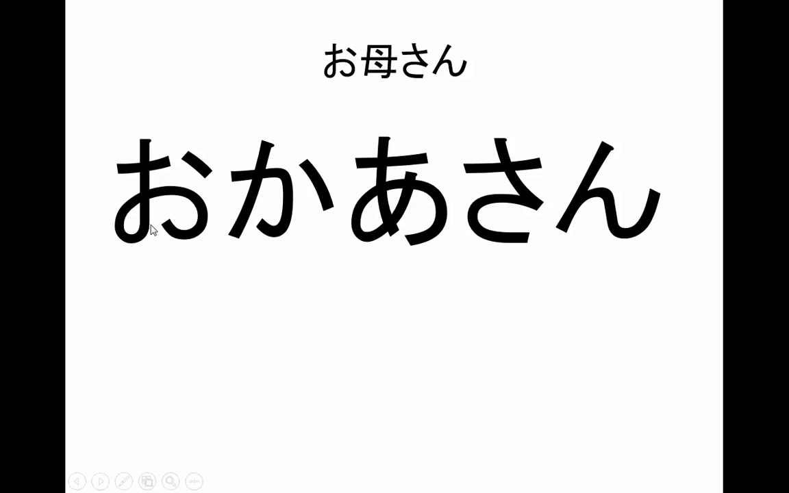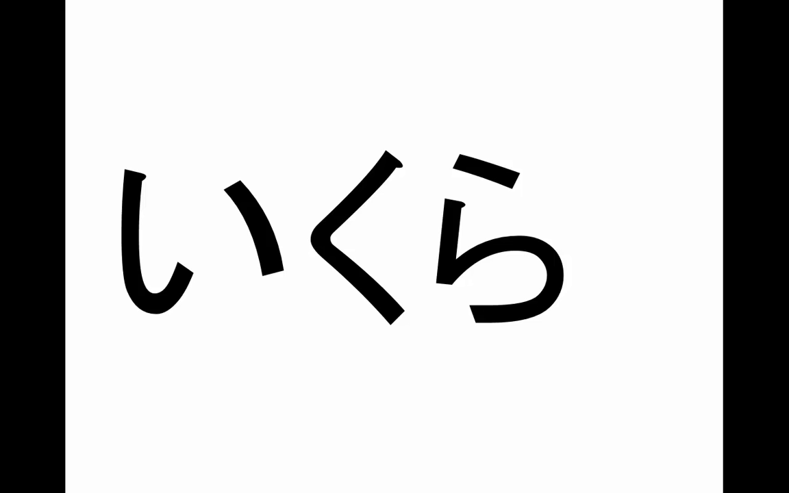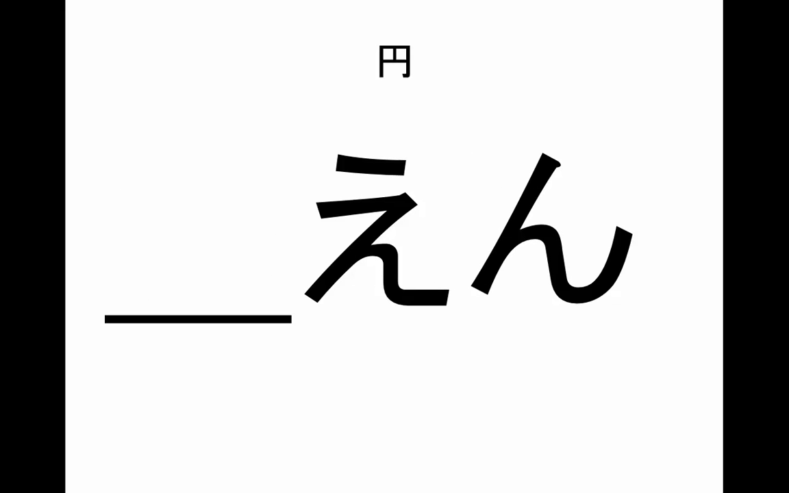Hai. Akasan. That's, oh, not, oh gosh, wrong. Okasan. Hai. Okasan means mother. Hai. Otosan. Otosan, father. Ikura, how much? Hai. Yen. En. Yen means yen, yes.